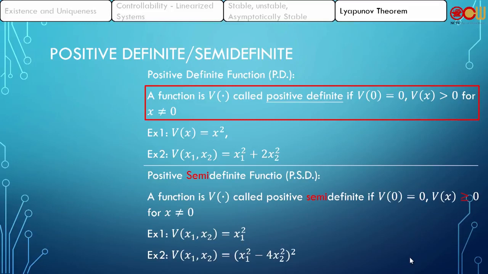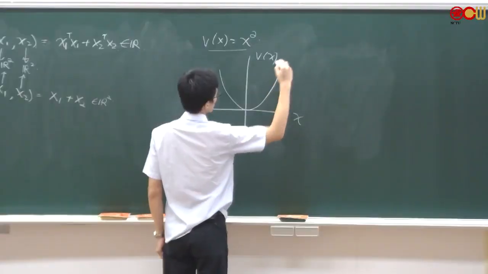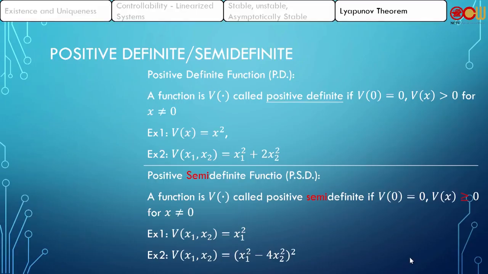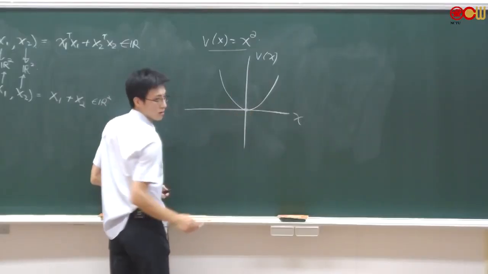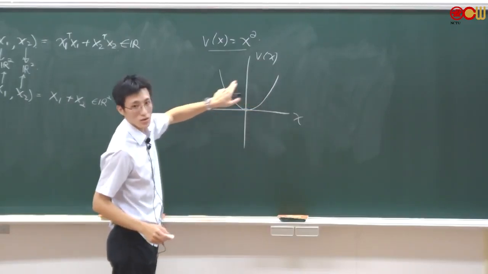If v0 is equal to 0. When its argument is 0, it's 0. And for the arguments is not 0, v is greater than 0. So which one example is this, right? The value is 0 when the argument is 0. So when the argument is 0, the value is 0, right? When it's not 0, anywhere not 0 is greater than 0.